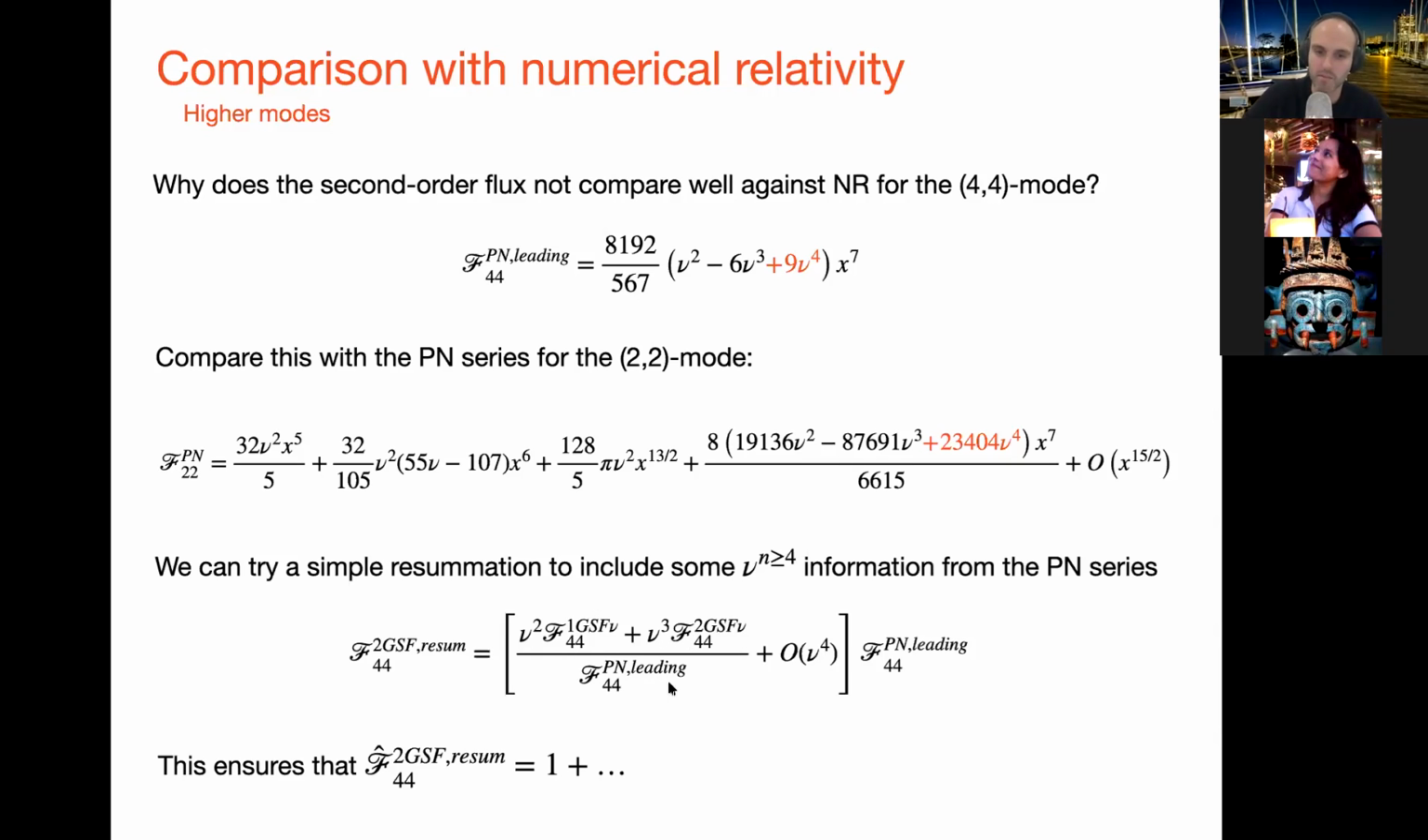We can divide out by the PN term. We can then re-expand this and multiply by this term. And this then ensures that in the weak field, this f hat, which is the term normalized by the leading term, goes as 1 plus. So basically this re-expansion forces the behavior to be correct in the weak field limit.